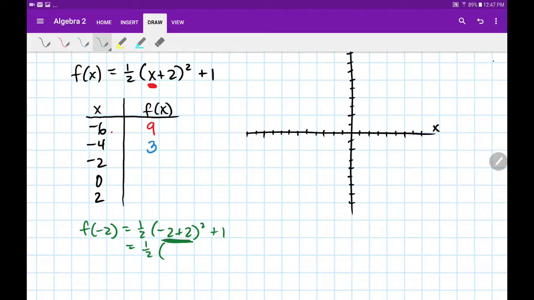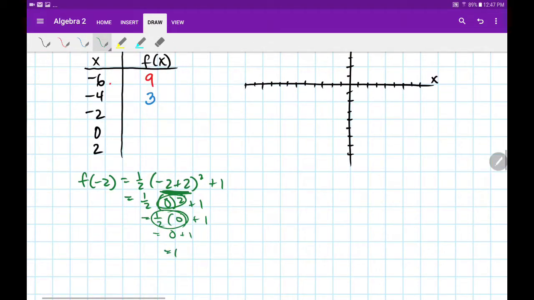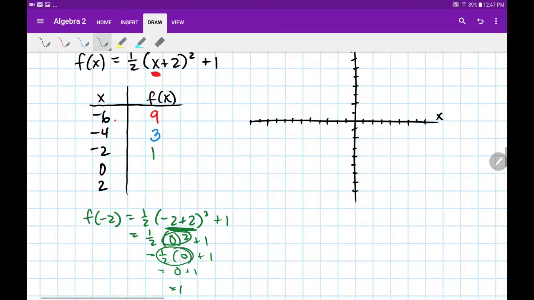Focus inside. We get 0 squared plus 1. Now 0 squared is just 0, and anything times 0 is just 0. And 0 plus 1 is 1.